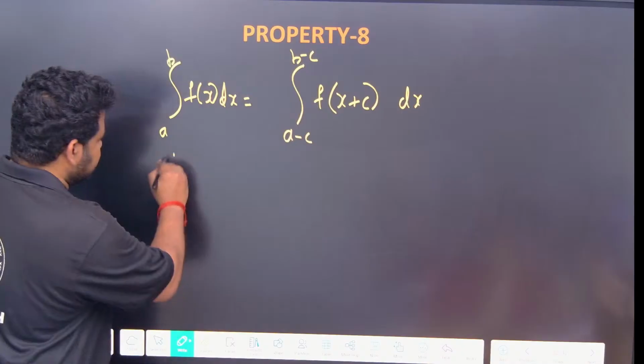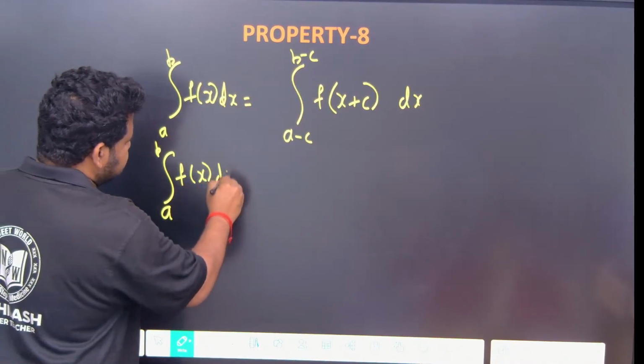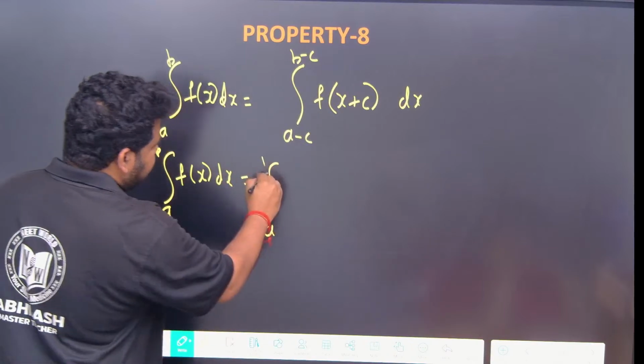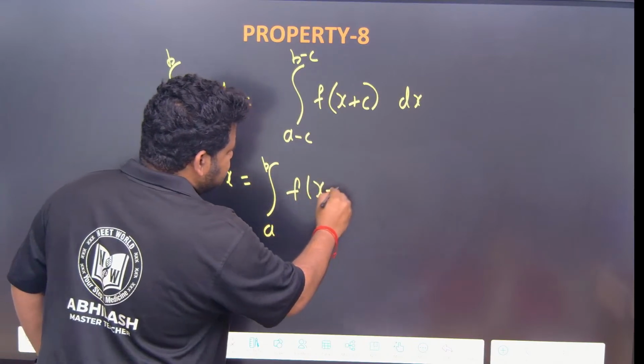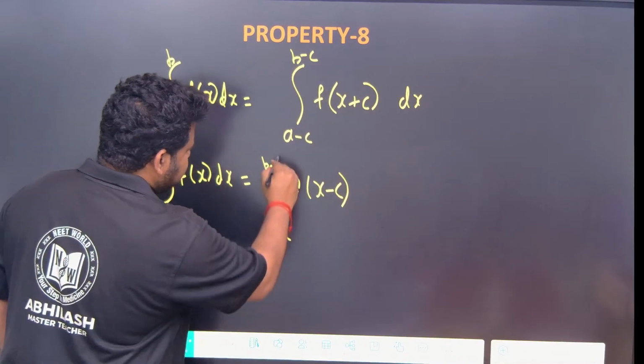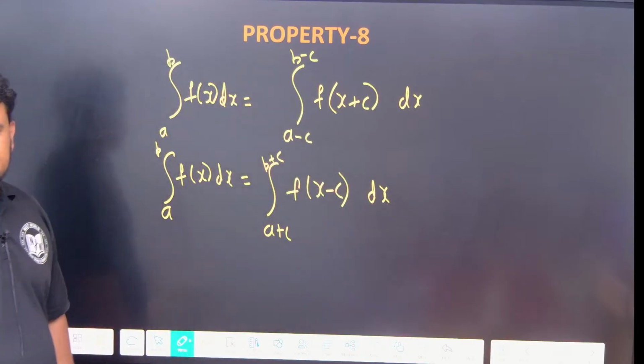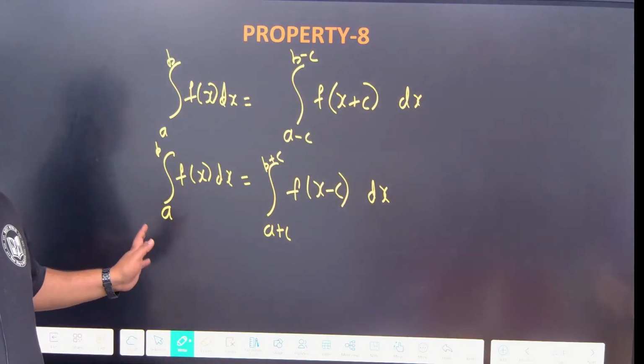Same thing, if I write a to b f of x dx, then a to b f of, if I subtract, I have to add. I have to add here plus c, plus c. So this will become dx. This is property number 8, which you have to make a note of.